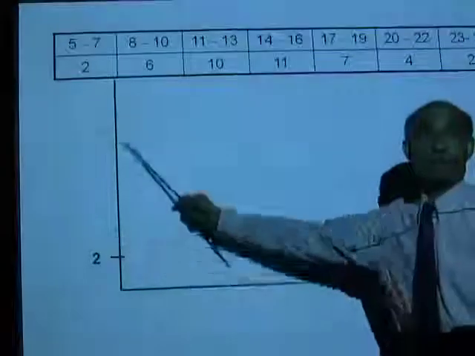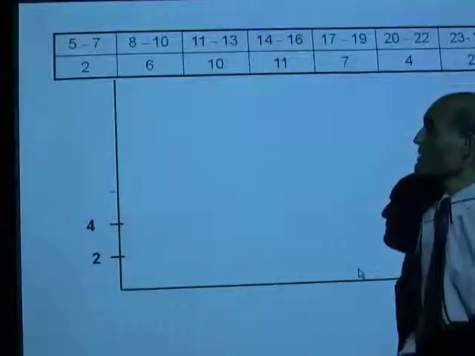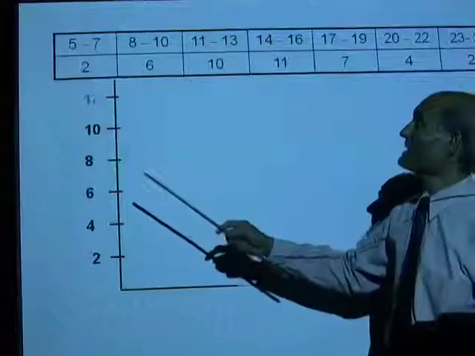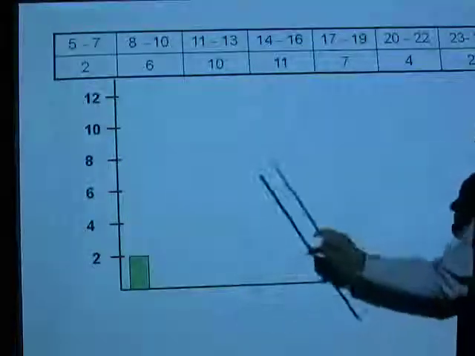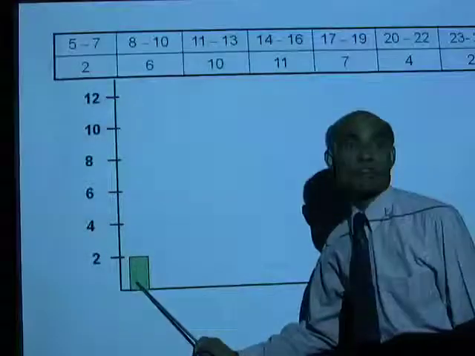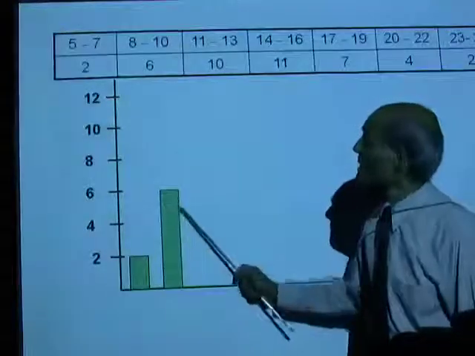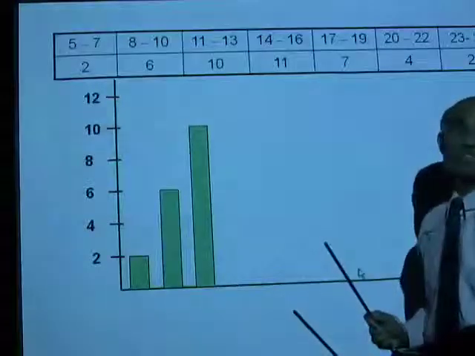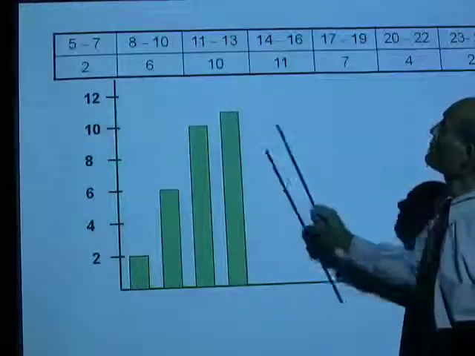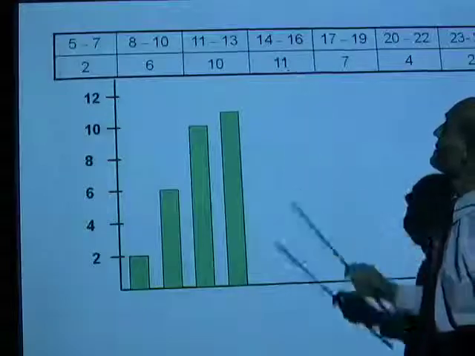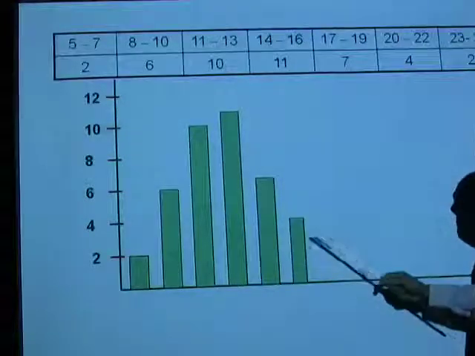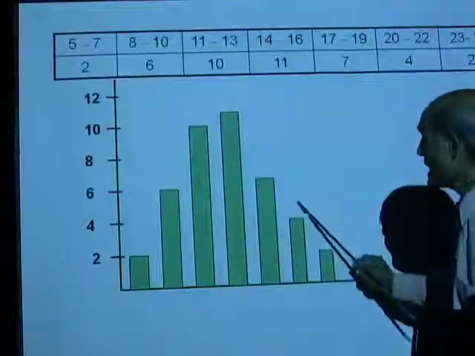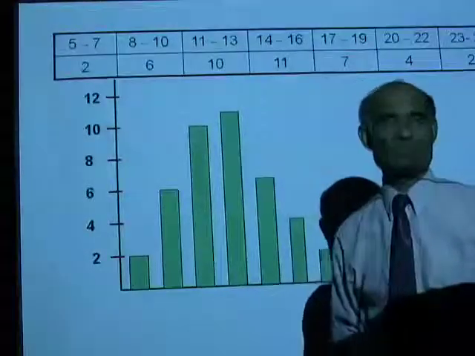Now, on this axis I have the frequency, then I have 2, 4, 6, 8, 10, and 12. The first class has a frequency of 2, the second class has a frequency of 6, the third class has a frequency of 10, the fourth class has a frequency of 11, and then the 5th, 6th, and 7th class. Now look at the distribution. This is called a normal distribution.